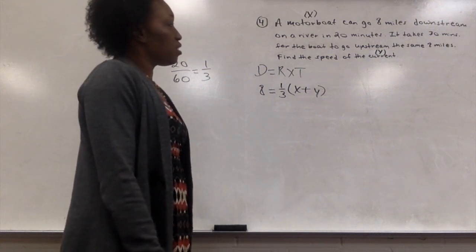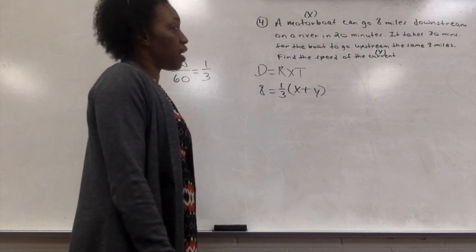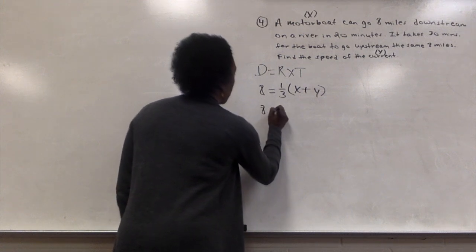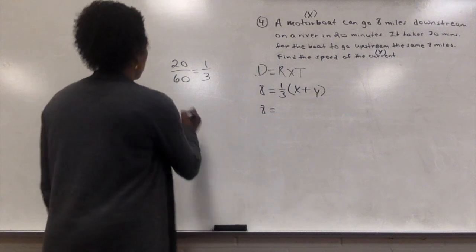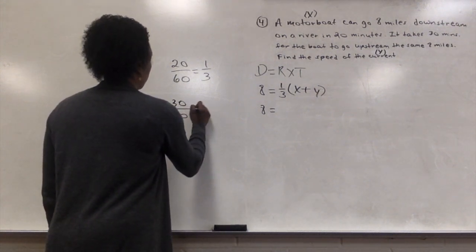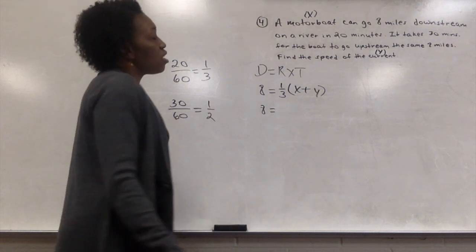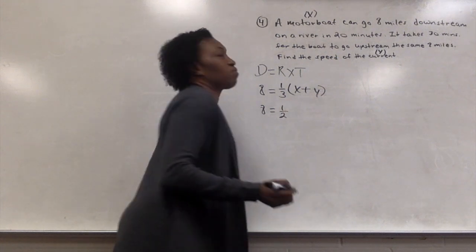Let's go to the second sentence. It takes 30 minutes for the boat to go upstream the same 8 miles. So once again, the distance will still be the same. It takes 30 minutes this time, so we're going to write it in terms of minutes. So we're going to convert 30 out of 60 into 1/2. We now have 1/2 hour.